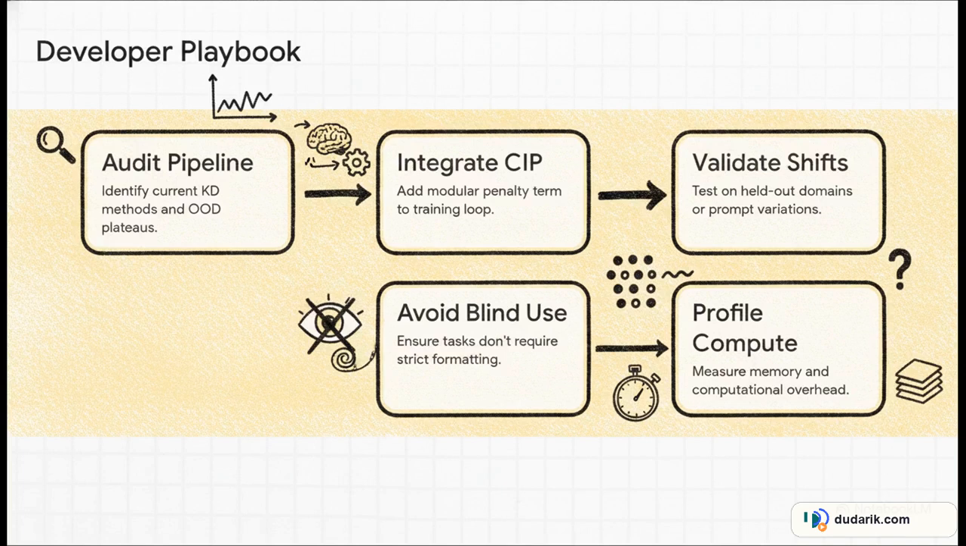Run your evaluations on held-out domains or prompt variations, because this is where CIP really shines, when the student hits inputs outside the teacher's training data. 4, make sure to profile your computational overhead carefully. And 5, avoid blind adoption. We'll touch more on that last point in a second.